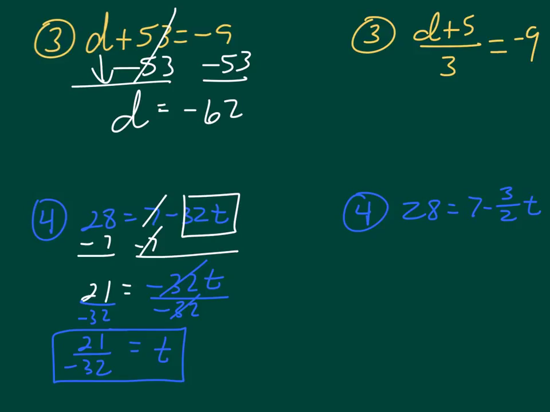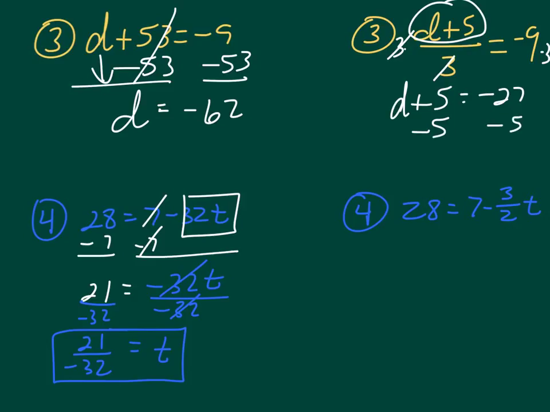On number 3 on the other worksheet, notice that d plus 5 I have to get by itself. So how do I get rid of dividing by 3? Well, the opposite is multiplying by 3 on both sides. So 3's cancel out. I'm left with d plus 5 on top. And 3 times negative 3 is negative 27. I then subtract 5 from both sides because that's the opposite. And I get d is equal to negative 32.